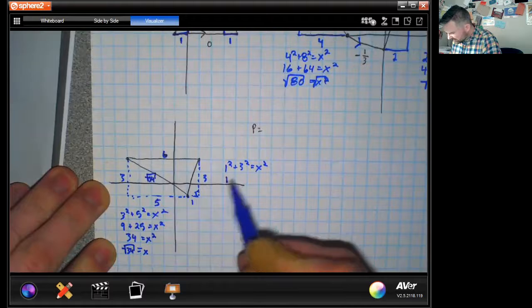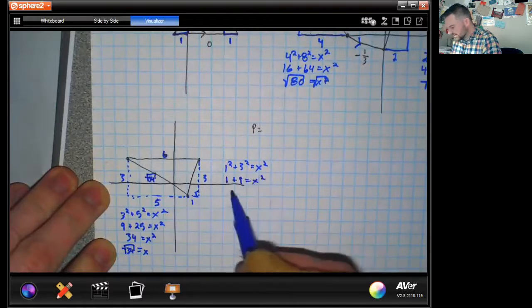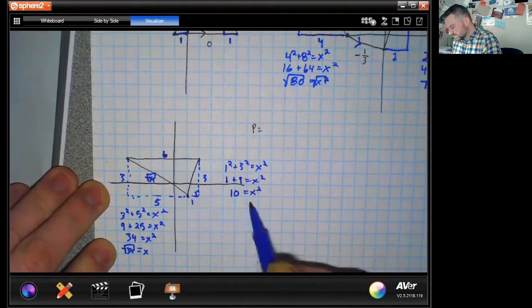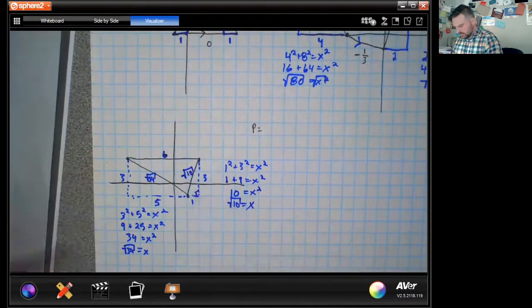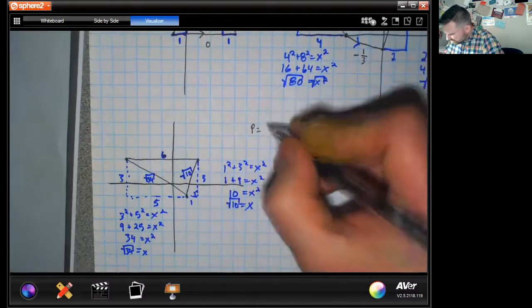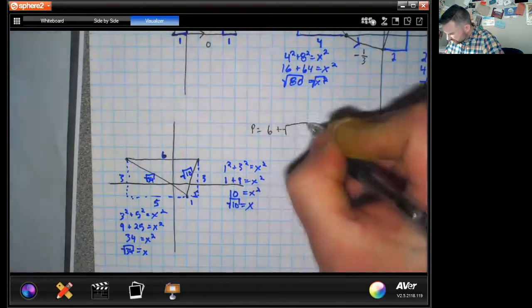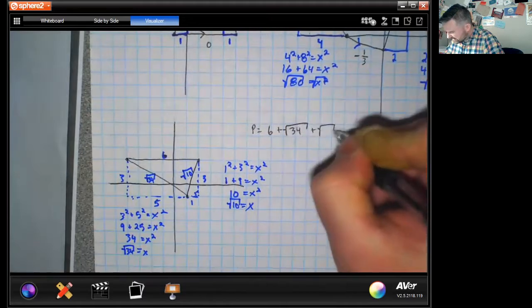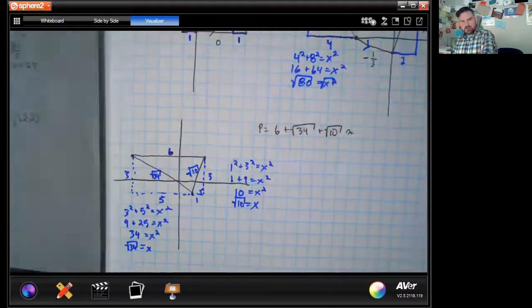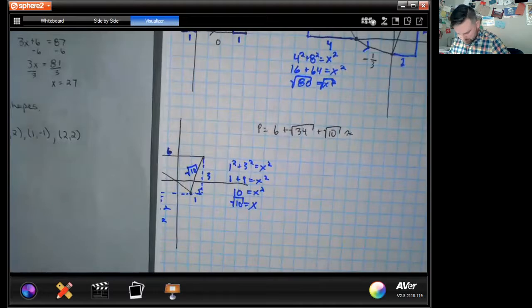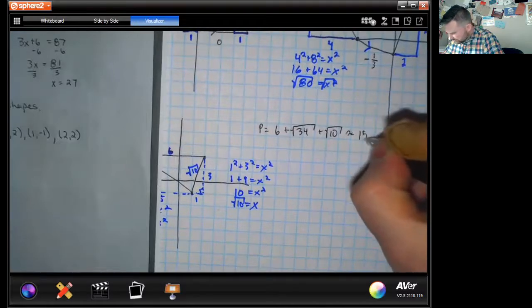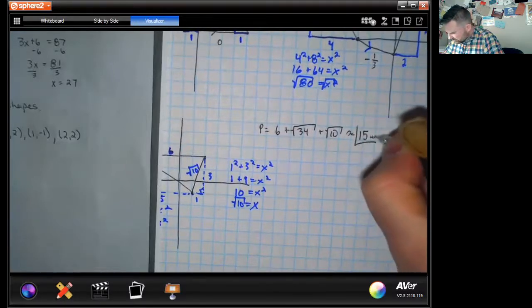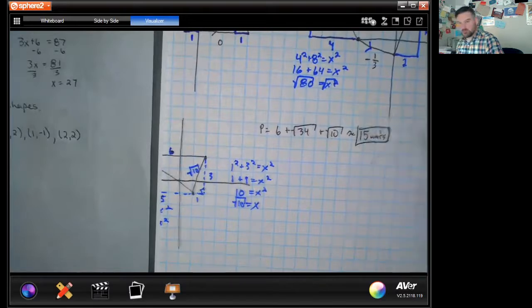This is 1 plus 9 equals x squared. That's 10 equals x squared. So x is the square root of 10, and we'll leave it like that. Okay, so for the perimeter, we're going to have 6 plus the square root of 34 plus the square root of 10. And we may get a decimal there. So 6 plus the square root of 10 plus the square root of 34, which is about 15 units. Okay, for that.